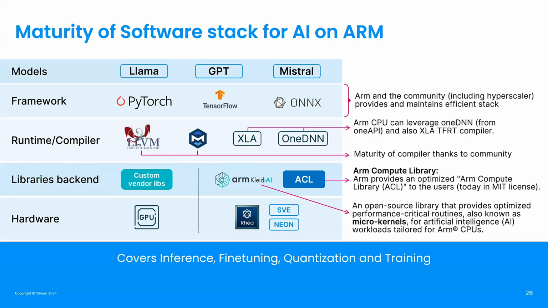What we see here is the maturity of the software stack for AI on ARM. I would say that thanks to the proliferation of ARM in hyperscalers, which so far have been AWS, Microsoft, and Google, we also had a certain boost in terms of maturity of the software stack that could be used for AI. And here is an example of what we have so far for ARM in terms of model, framework, runtime, compiler, libraries, and hardware.